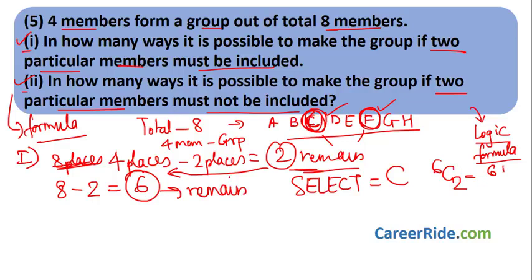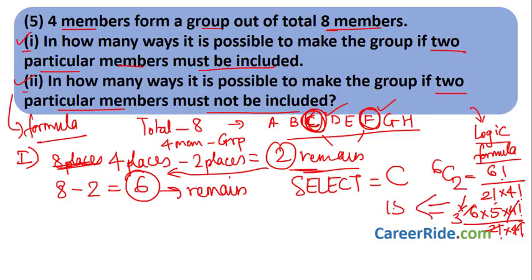So it would be 6 factorial upon 2 factorial into 4 factorial. That would be equal to 6 into 5 into 4 factorial divided by 2 factorial into 4 factorial. This gets cancelled. 2 factorial is nothing but 2. 2 3s are 6, answer would be 15. There are 15 ways in case of question number 1.